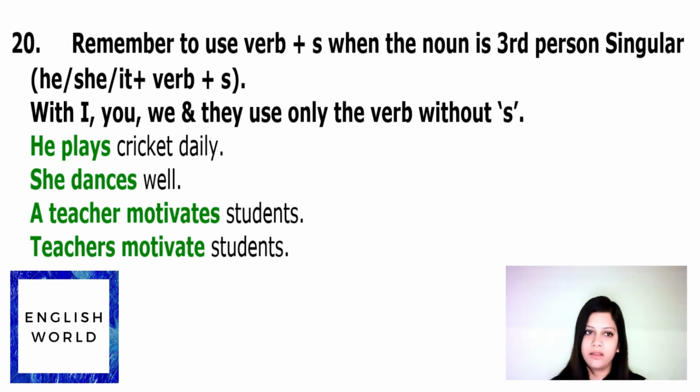She dances well. She is one person, third person singular. We are talking about some girl. She dances well. So we will put S with dance. It will be dances. A teacher motivates students. If we want to talk about one teacher, we will say a teacher. Any teacher motivates students. So with motivate, you will put S. However, if you're talking about many teachers, we will say teachers motivate students. So we will not put S with motivate here because teachers are plural. We will put a plural verb here.